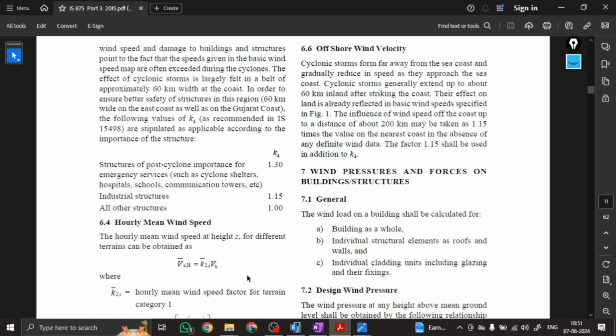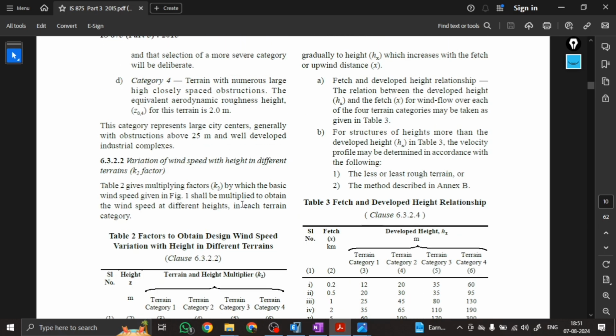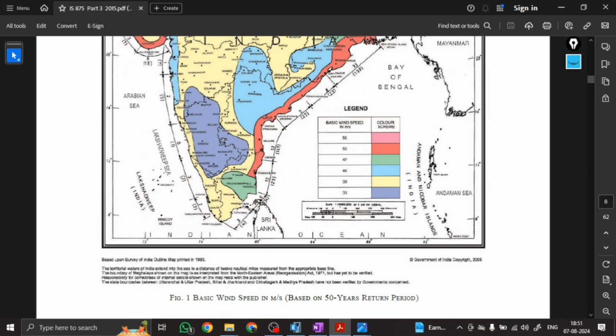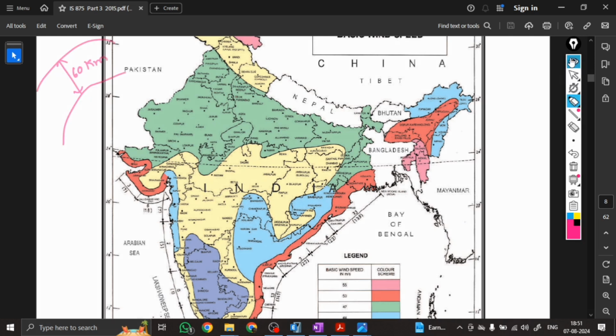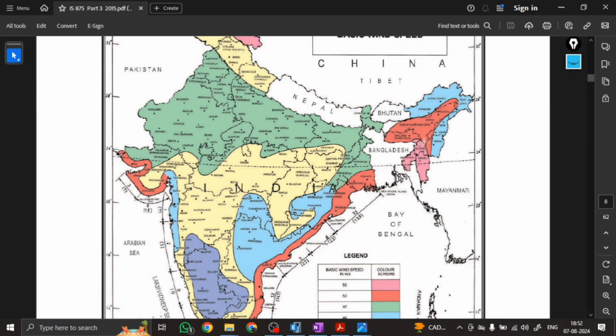Right, east coast means, see here, this is east, north, west, south. This east coast is applicable to K4, and this Gujarat side west coast is also applicable to that K4 value.